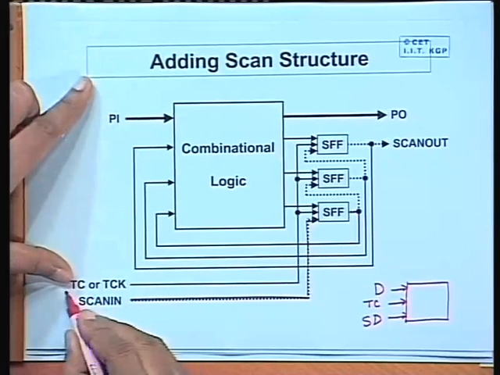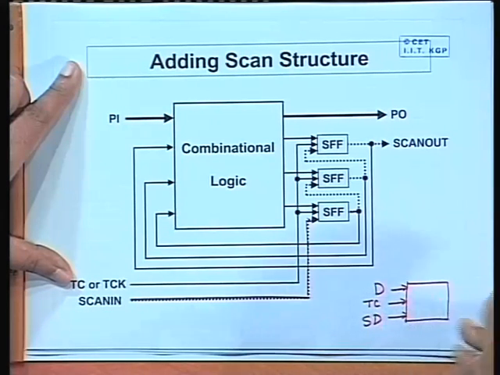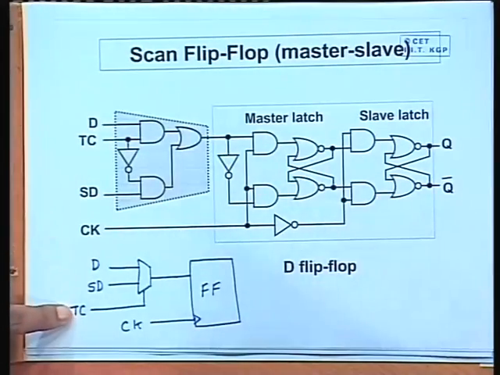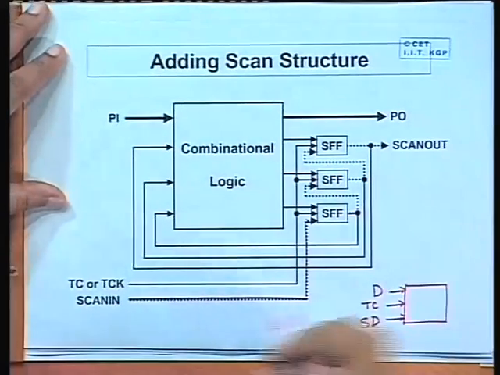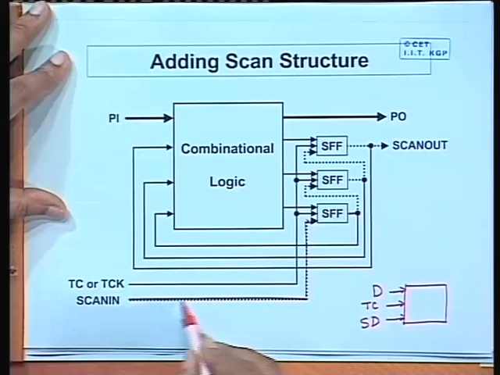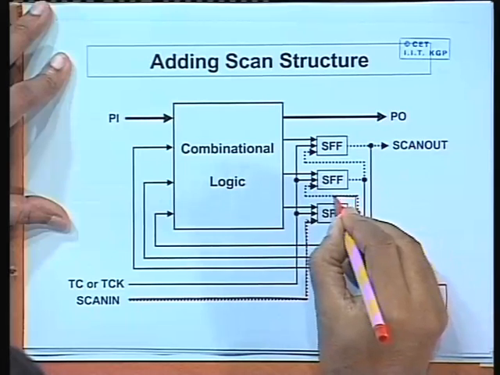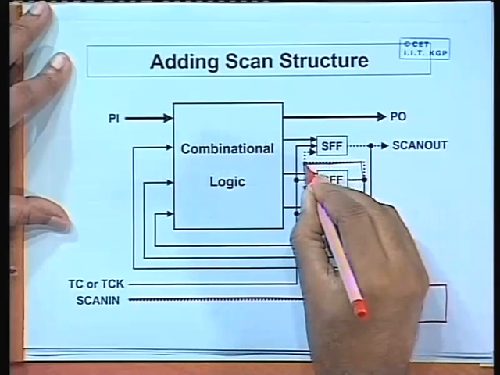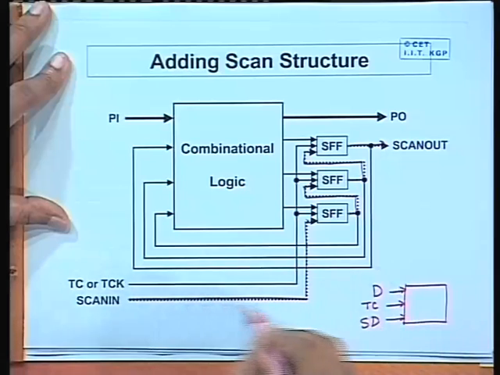Suppose test control is high. So, instead of D going in, now scan data will go in. You just look at the previous diagram. If TC is high, SD will go in. So, this is the SD input, this will go into the output, get latched, and the output of this is feeding the SD of the next flip-flop. Output of this is feeding the next SD, and in this way. So, you see that through this SD, these flip-flops are changed into a shift register.